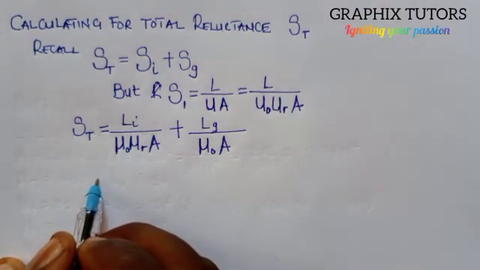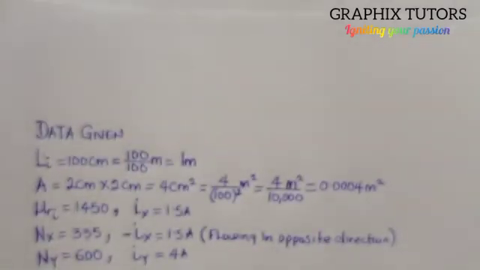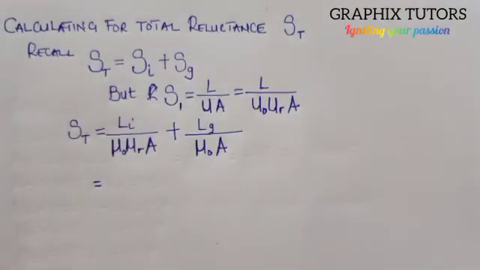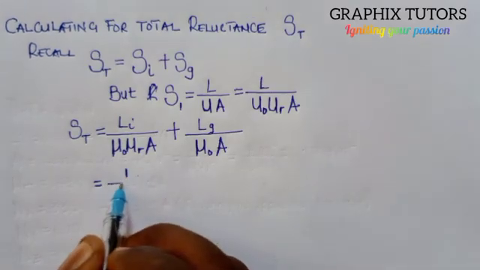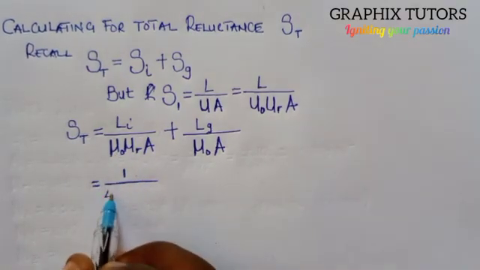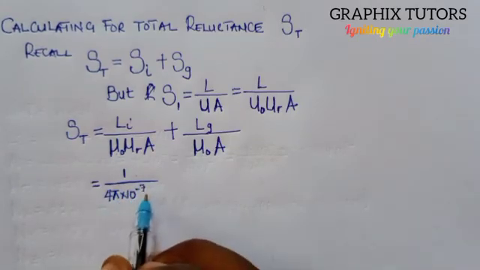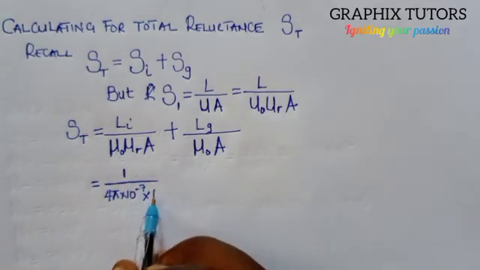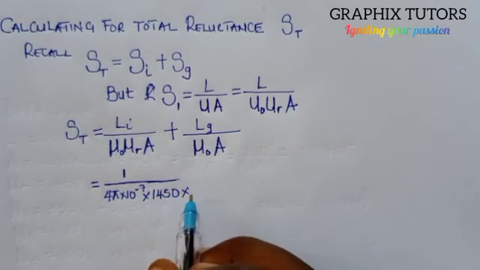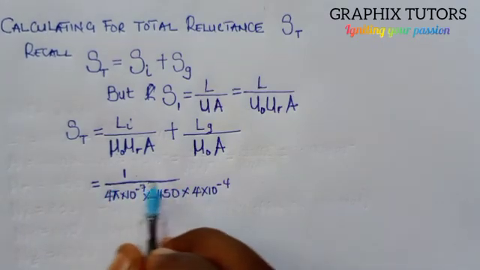We are going to have this equal to the length of the iron from our parameters given here. Let's see. The length of the iron is given as what? 1 meter, right? So I'm going to put in my 1 here all over. Now the absolute is given as 4 pi times 10 raised to power what? Minus 7. That is a constant. Multiplied by the relative, which is given as what? 1450 from our parameter. That again, multiplied by the area, which is given as what? 4 times 10 raised to power what? Minus 4. So this is what we have here.